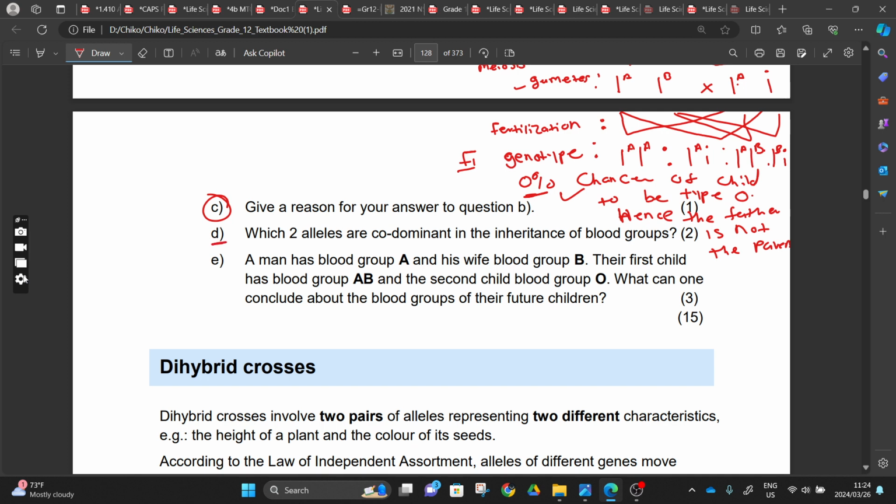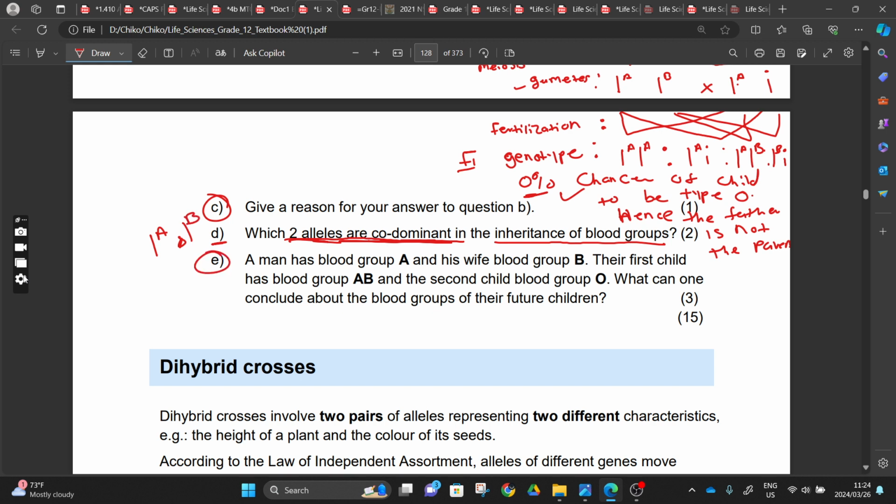Then number D, which 2 alleles are co-dominant in the inheritance of blood? They want 2 alleles that are co-dominant, and those alleles are A and B.